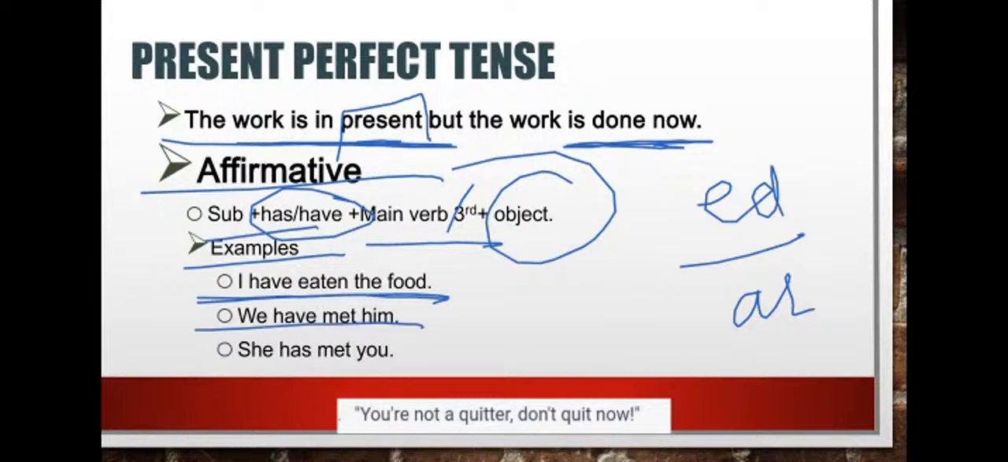Now we have met him, we have met him. You don't have to tell about the duration. If you're using it like this, then it will be obvious that you are saying we have met him just recently. You don't have to say this because you're using the present perfect tense. The listener will understand that you are talking about a recent activity. Now, she has met you, just like another one.